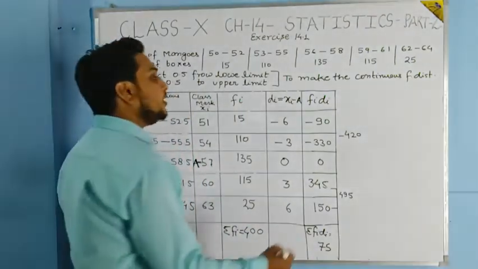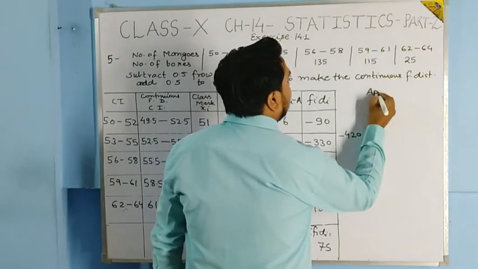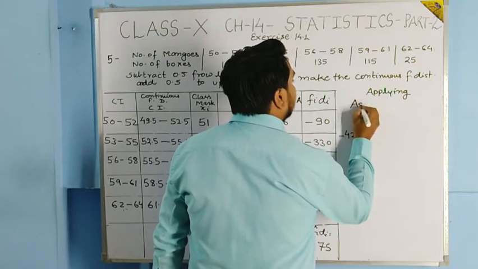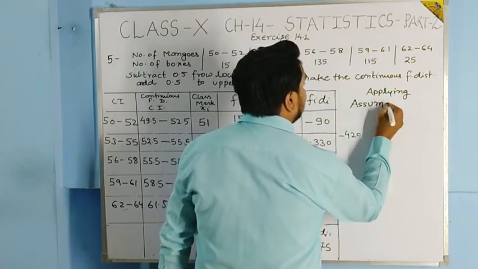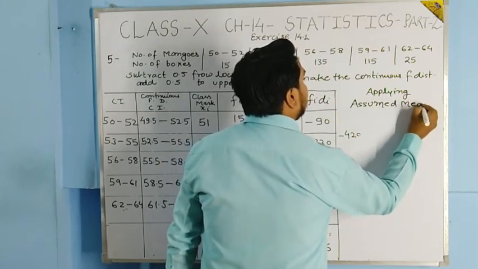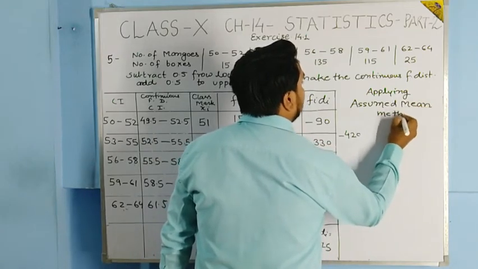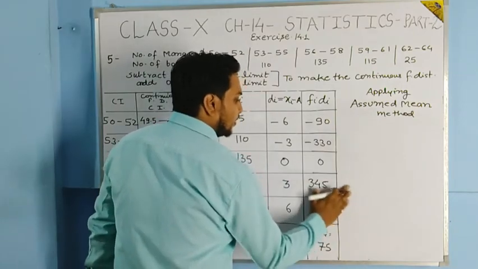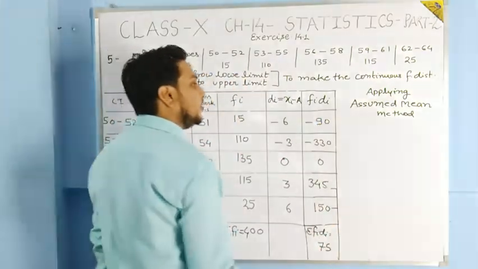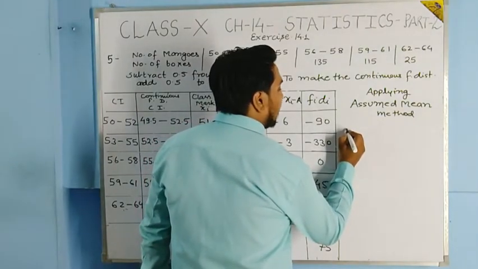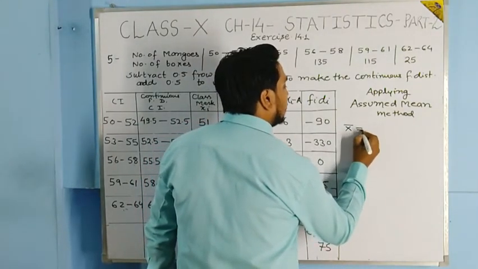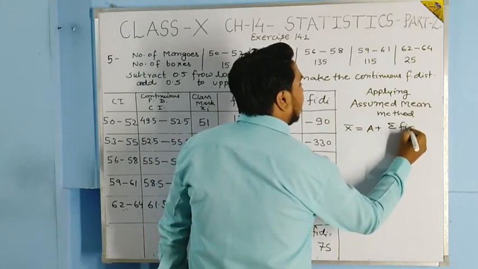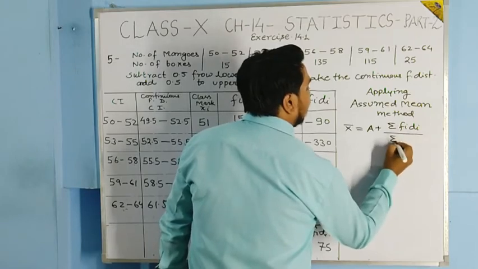Okay students, here we are applying the assumed mean method, or you can say the shortcut method. So we have to write, see, now I am removing it. After solving it you will get 75. So what formula will apply here? We will apply that mean is equal to A plus sigma fi di upon sigma fi.